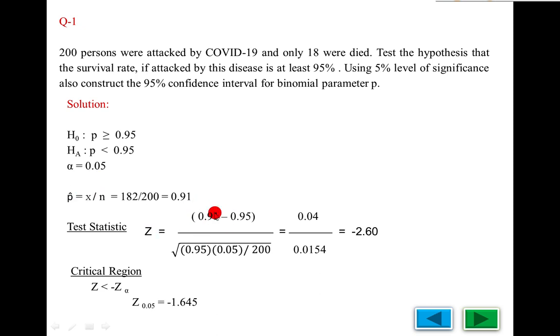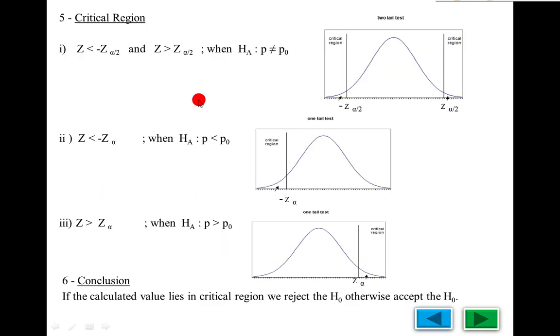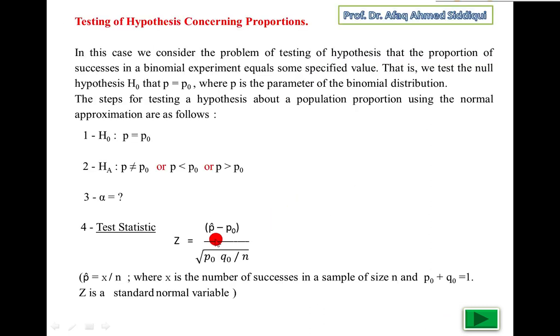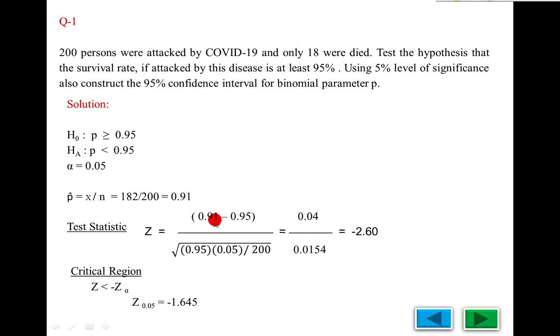So P cap is substituted here in the formula of the testing of hypothesis for proportion: P cap minus P naught, divided by the square root of P naught Q naught over N. P cap is 0.91, P naught is 0.95. Subtract 0.95 from 1 and you will obtain Q naught 0.05, divided by N. Simplify and you will obtain minus 2.60.